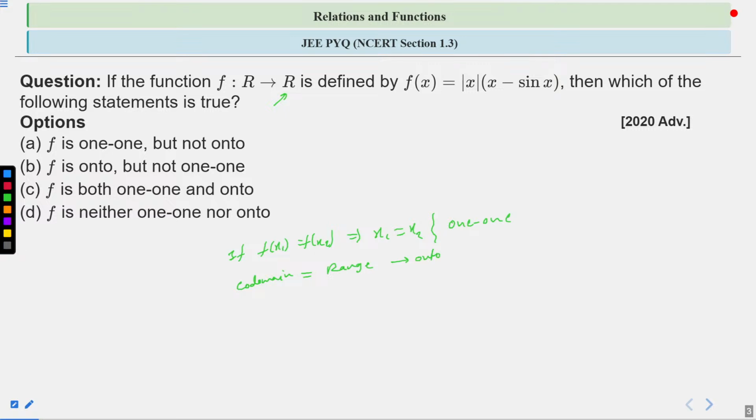Clear? So in this way, you try to think about this question. You have 10 seconds to solve or think about this question. After that, we will discuss the solution part. This question has been asked in JEE Advanced 2020.